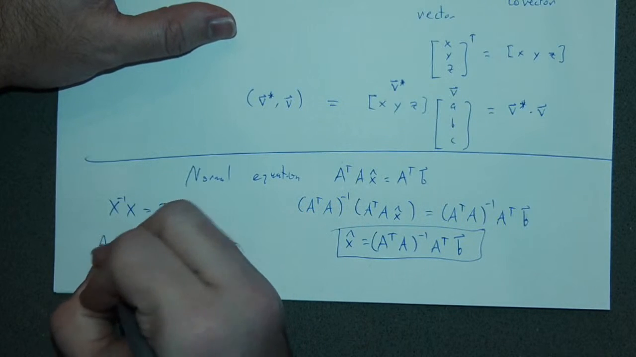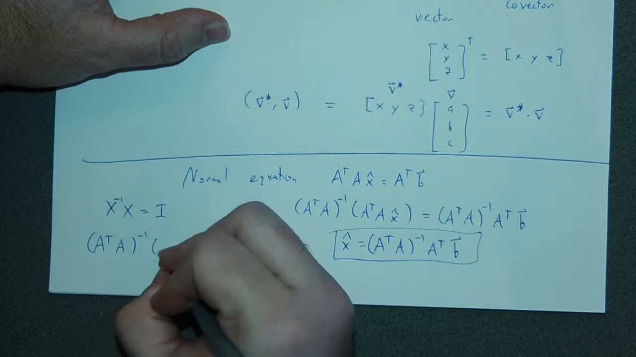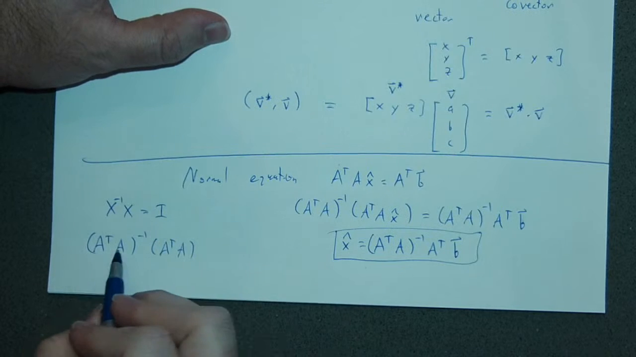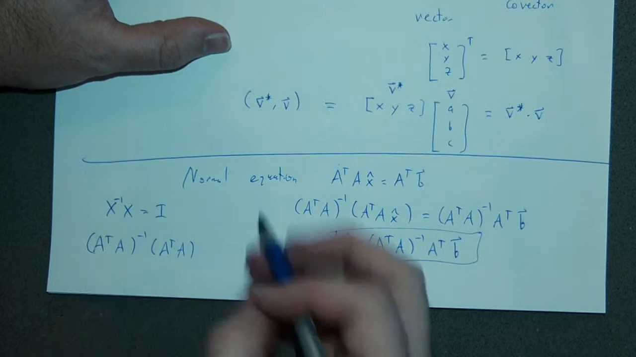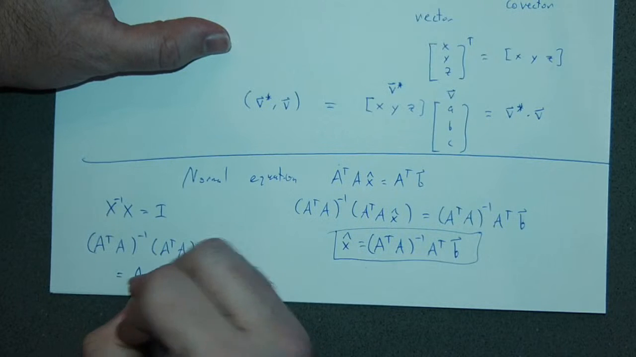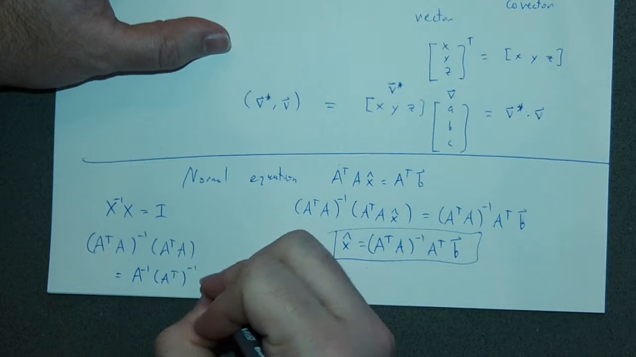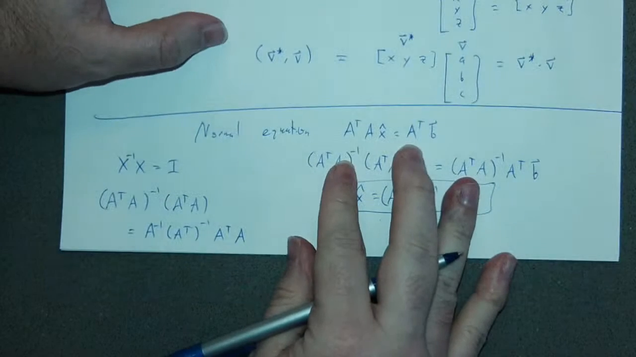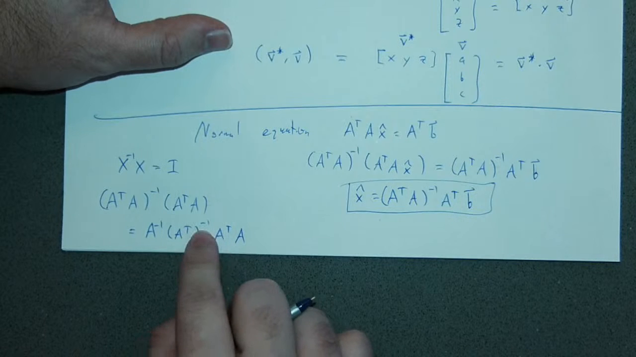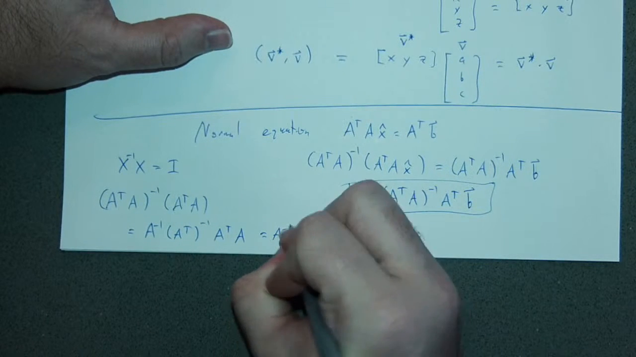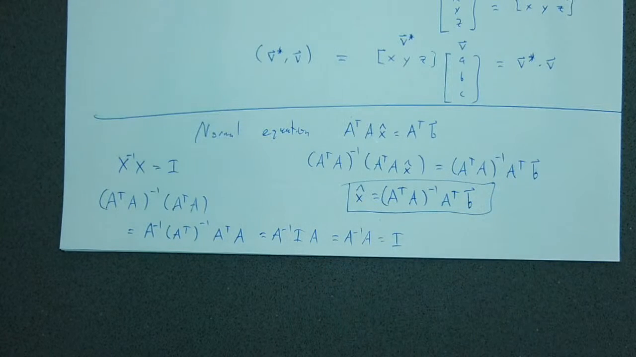So let's look here. A transpose A inverse times A transpose A. When you invert a product, it reverses the order, so this is equal to A inverse and A transpose inverse times A transpose A. A transpose inverse times A transpose is the identity. So this is A inverse times the identity times A, which is A inverse A, and that's the identity. All right, so that's it.